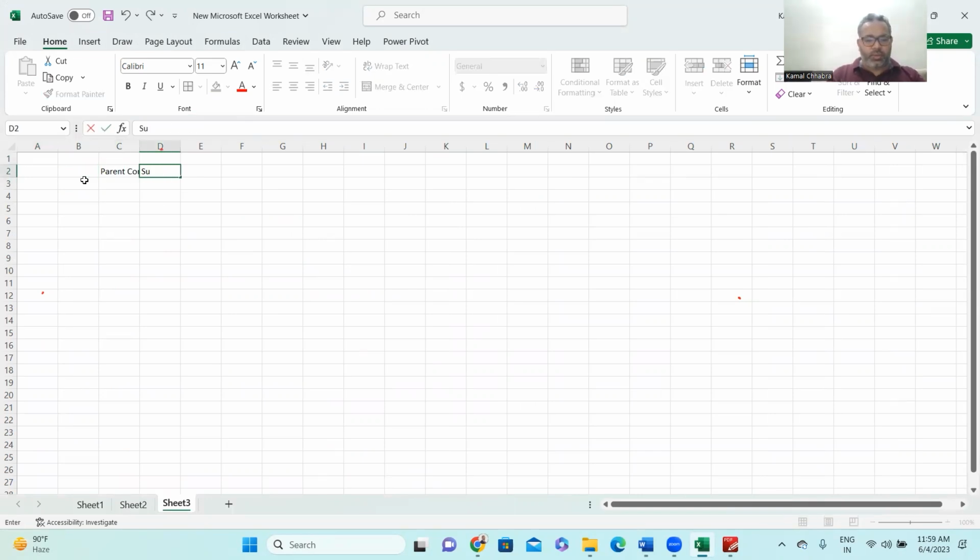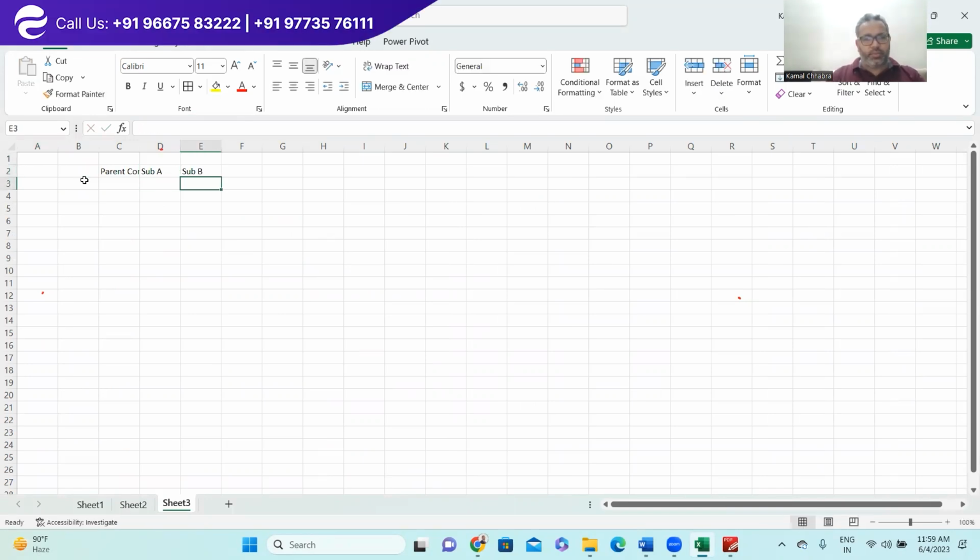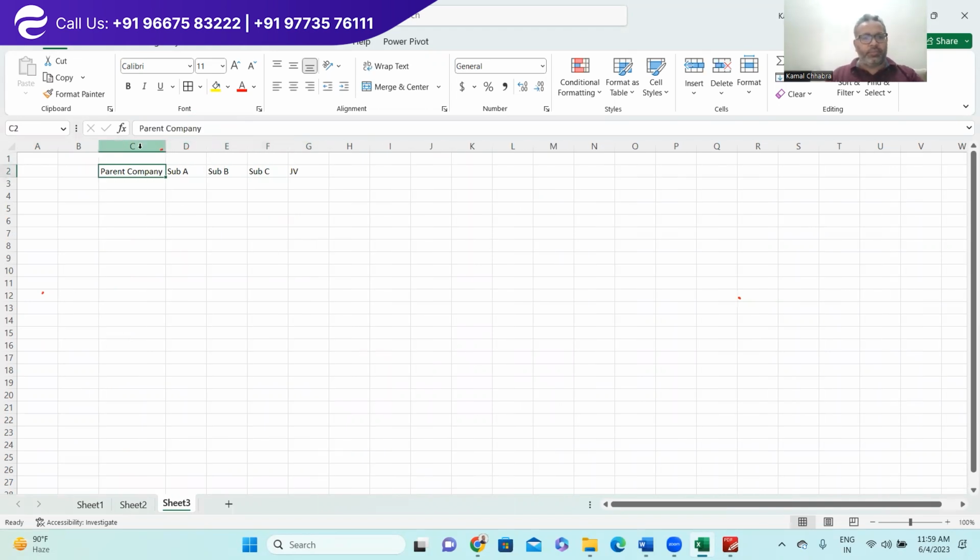This is your subsidiary A, subsidiary B, subsidiary C, and you have JV, right? And then you have, right? And here you have assets. Let's say you have cash in bank, you have account receivable, you have inventory.